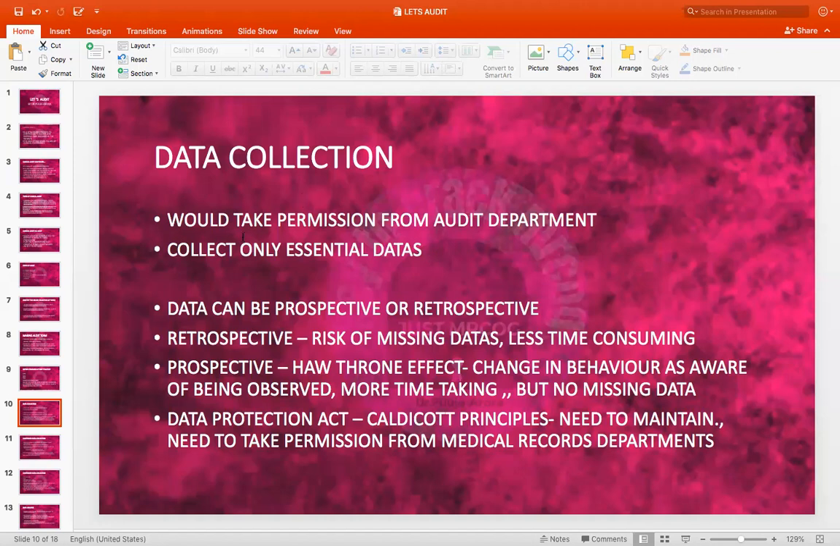Okay. So first we'll take the permission from audit. Second, only essential data are important to collect. Data can be prospective or retrospective.